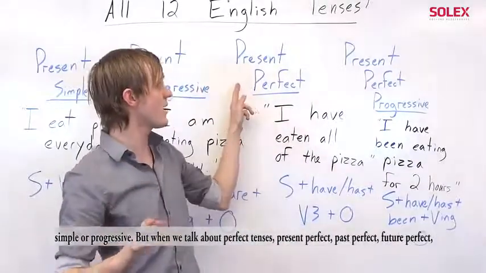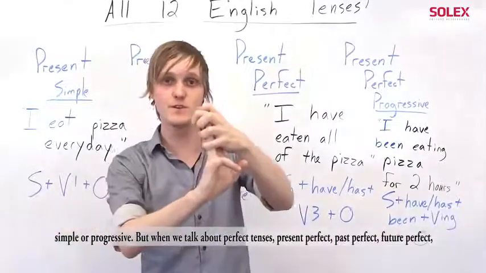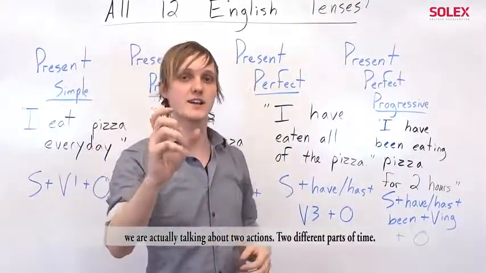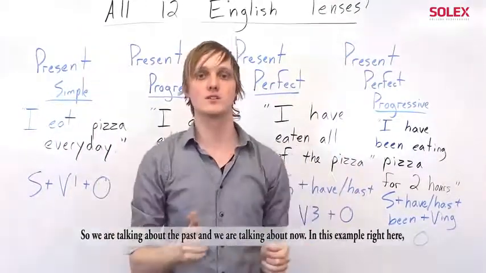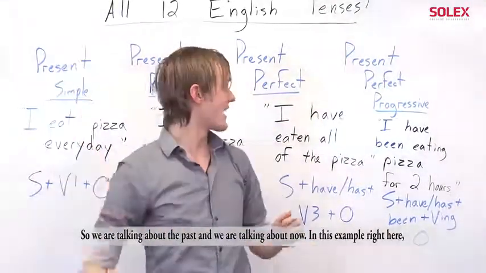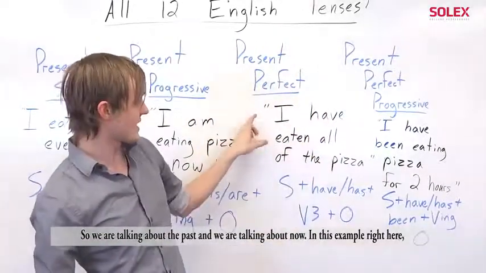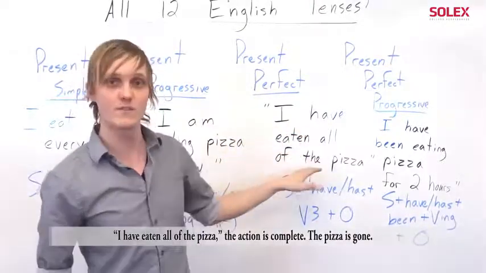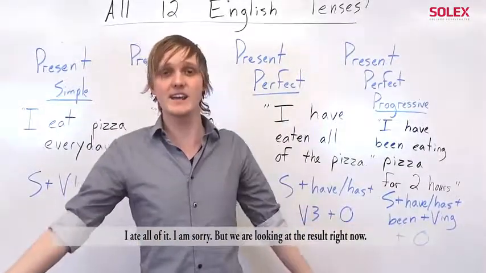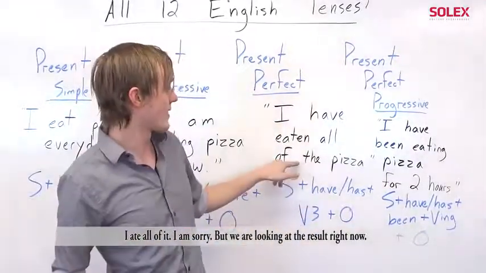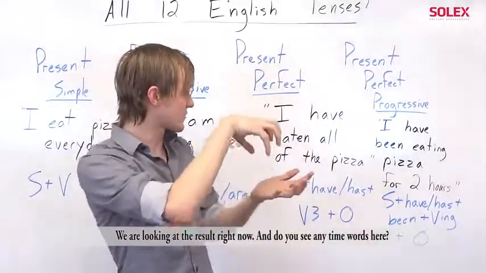But when we talk about perfect tenses, present perfect, past perfect, future perfect, we are actually talking about two actions, two different parts of time. So we're talking about the past and we are talking about now. In this example right here, I have eaten all of the pizza. The action is complete. The pizza is gone. I ate all of it. I am sorry. But we're looking at the result right now.